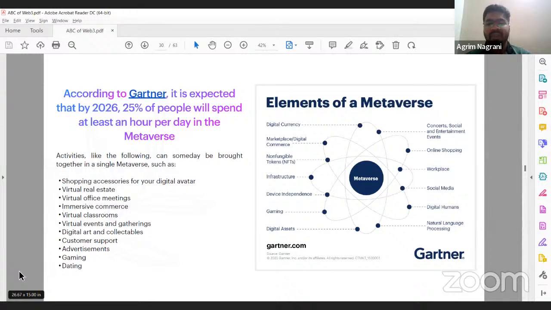Digital art and collectibles are being traded in these metaverses, and advertisement is also one of the key revenue generation streams in the metaverse. Many clients and companies are using the spaces present in the metaverse, similar to the real world, to place ads, monetize that space, and earn revenue from there. Gaming is there, and dating is also one of the industries evolving over the metaverse. As we discussed about the elements, digital currency is also one of the key elements. And assets are present, NLP is being used.